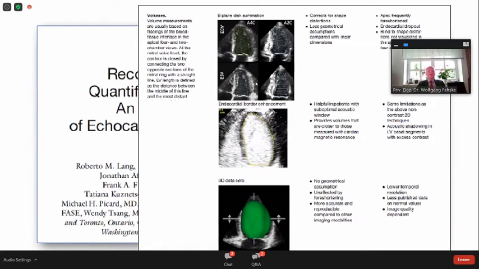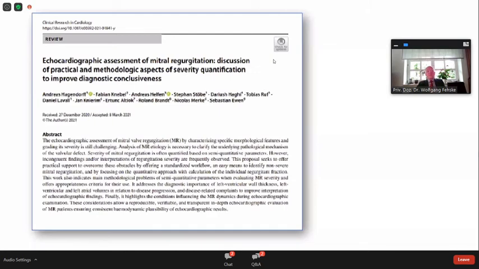But nevertheless, this is the method where today those who are really very ambitious in measuring a true quantification of quantitative mitral regurgitation are measuring the stroke volume. This is Andreas Hagendorff from Germany, who has defended this true quantitative aspect.